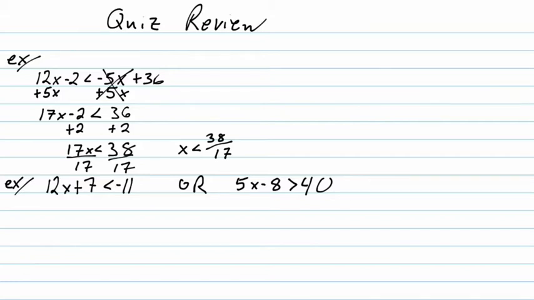All right, with the or and the and compound inequalities, you just do them separately. So we'll do this first one, subtract over 7. This is just a two-step. Bring down the 12x, the positive 7 and negative 7 cancel on that side. Bring down the 12x. 12x is less than negative 18.